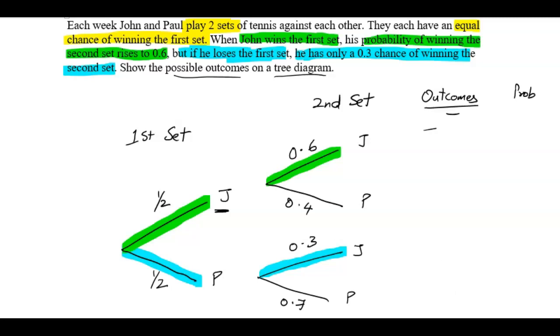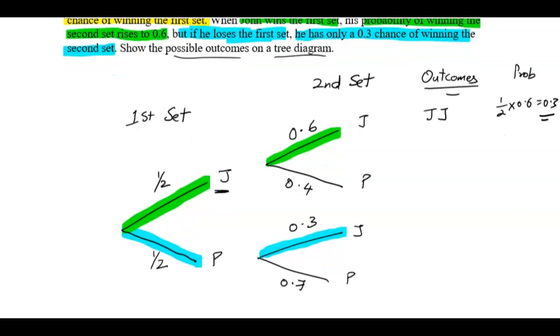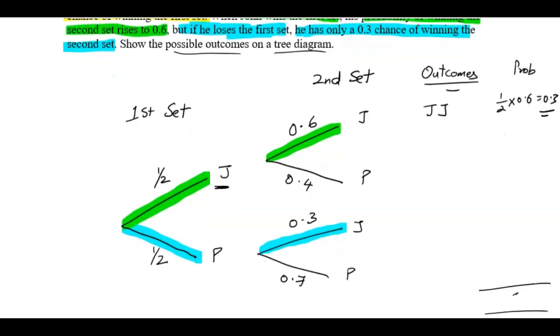So you can just go J and J. I'm just going to do the first one, so half times 0.6. The chances of him winning both the sets is 0.3, and then you can fill out the rest. Make sure when you do finish it off, make sure that all adds up to 1.